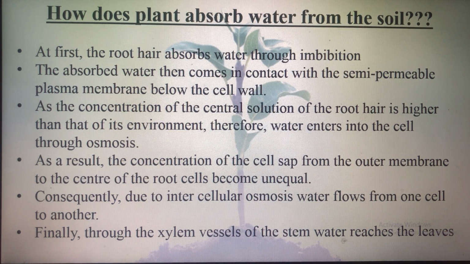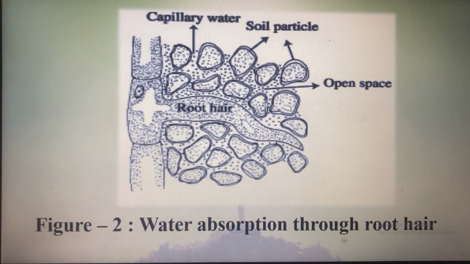Next, we're going to understand a picture showing how water absorption occurs through the root hair. This is the root hair, which is deeply penetrated inside the soil. These are the soil particles. These are the empty spaces between the soil particles that are filled with water. Here you're going to become familiar with a term called capillary water. The water that remains present between soil particles is known as capillary water. From this water, through osmosis, water will enter into the root hair.